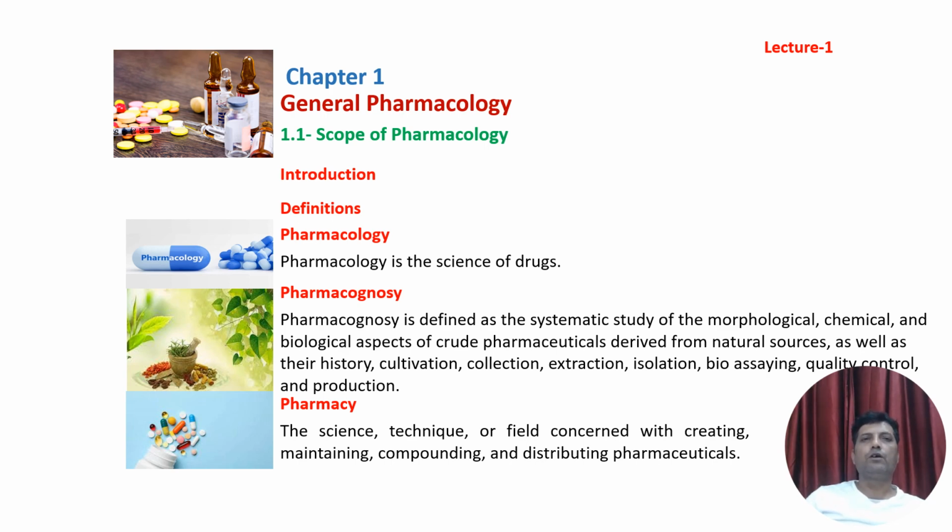Pharmacognosy is defined as the systematic study of the morphological, chemical, and biological aspects of crude pharmaceuticals derived from natural sources as well as their history, cultivation, collection, extraction, isolation, biosynthesis, quality control, and production.